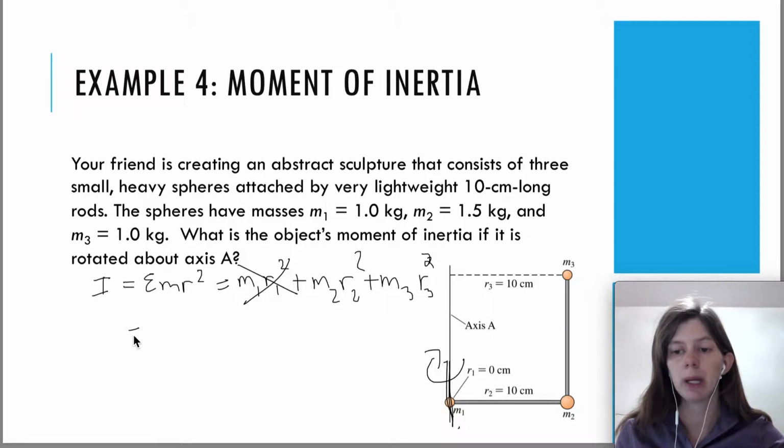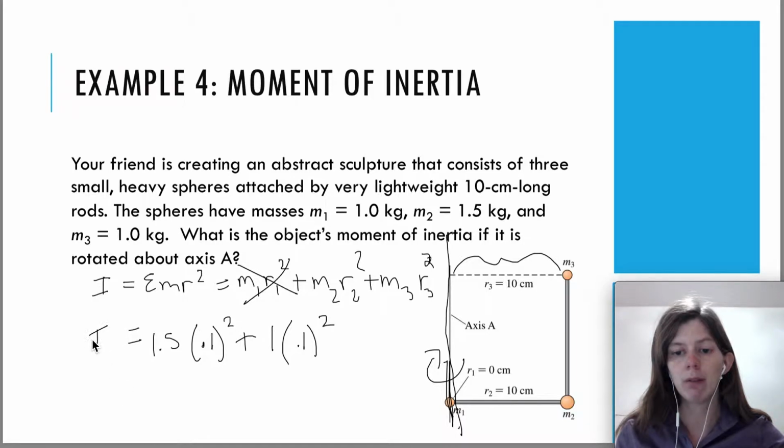I'll go ahead and plug in the numbers. m2 is 1.5 kilograms times 0.1 squared. And then for m3, we also want the distance from the axis. The axis is this long, so you can see that r3 is that distance. Whenever you're finding the distance from one point to another, you're looking at the shortest distance between the two things. So that distance is also 0.1. The mass was 1 kilogram, so we have 1 times 0.1 squared.